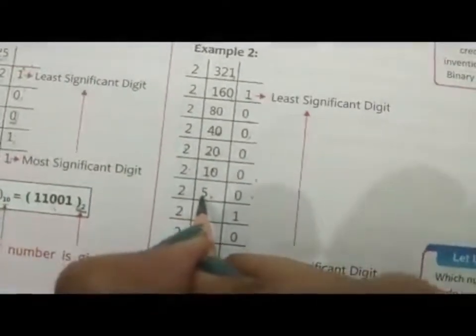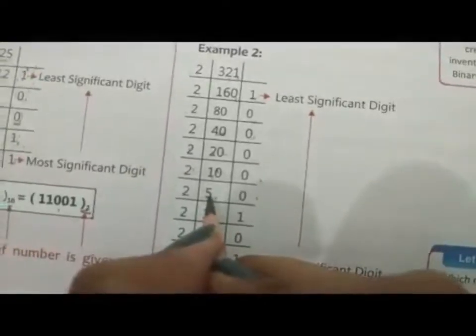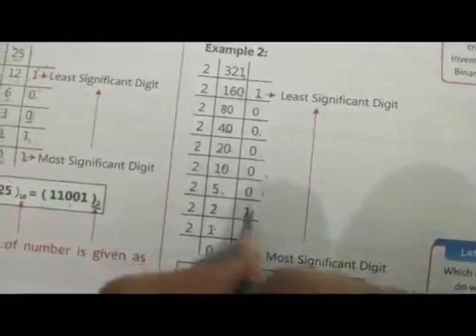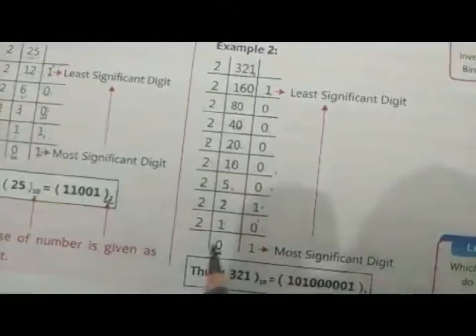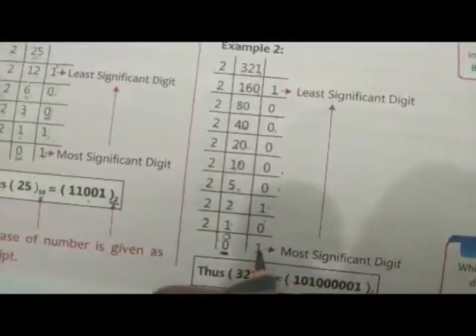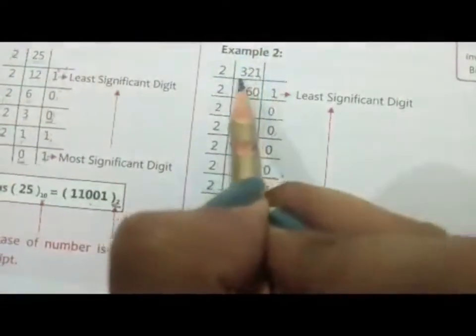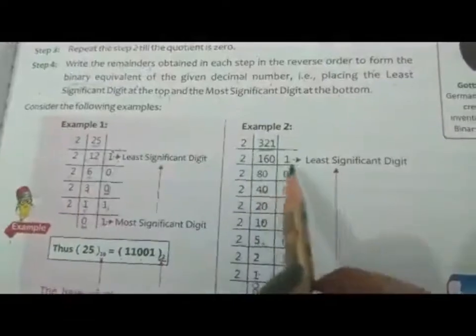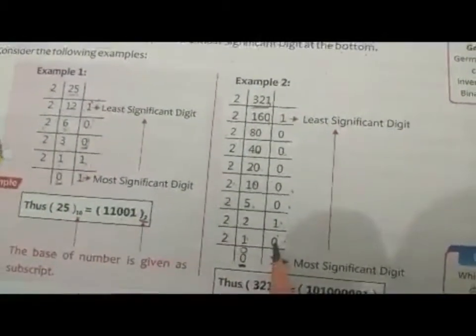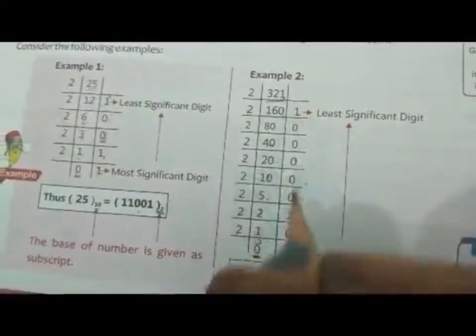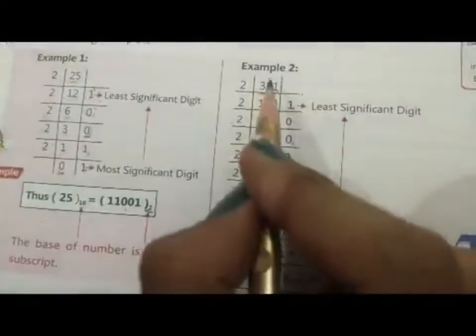But 5 doesn't come under the table of 2. Two 2s are 4, then the remainder will be 1 here. And two 1s are 2, the remainder will be 0 here. We have to divide it till it reaches 0. So two 0s are 0, and if we subtract, the remainder will be 1. So now what will be the binary equivalent of 321? As we have already studied in step 4, we have to write the remainders from bottom to top. Now what is this? 1 0 1 0 0 0 0 0 1. This number is the binary equivalent of 321.